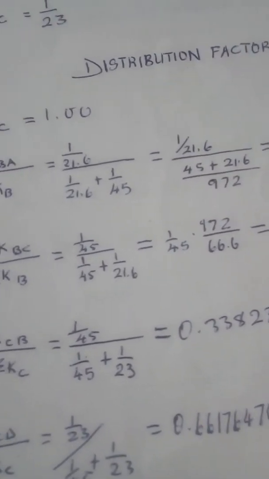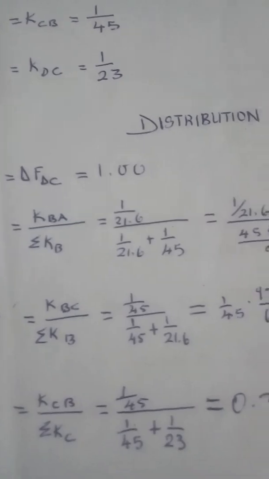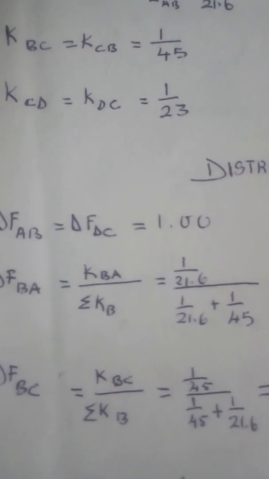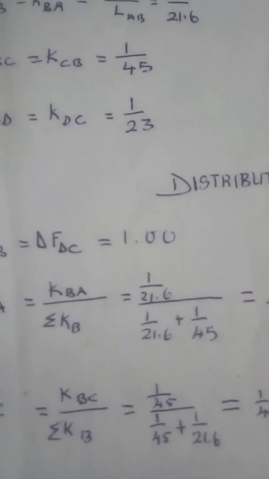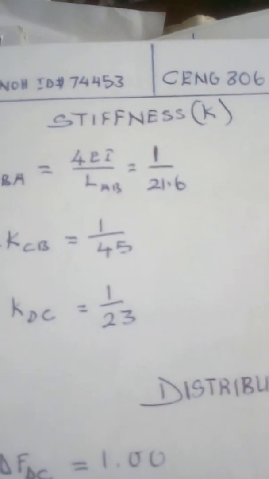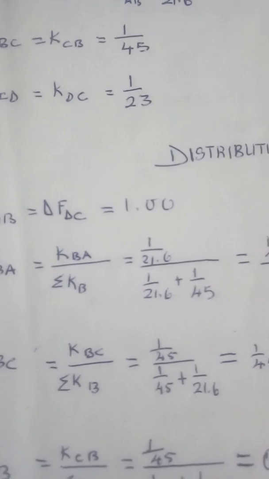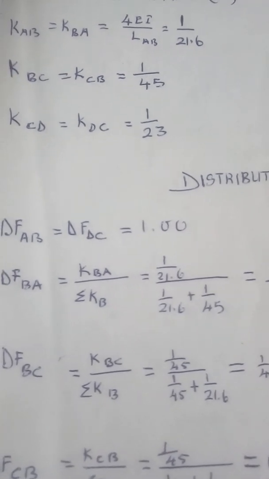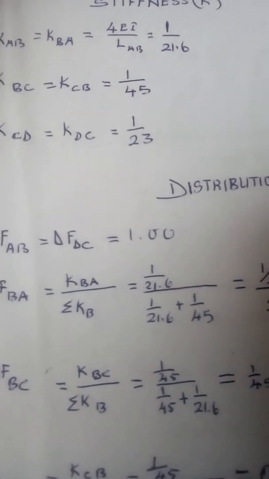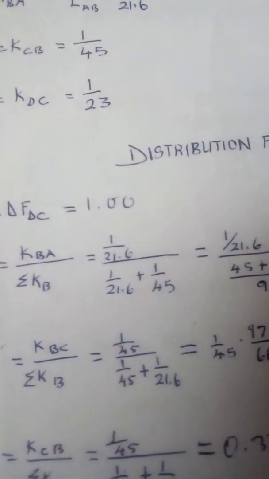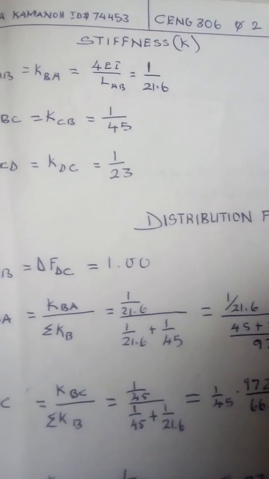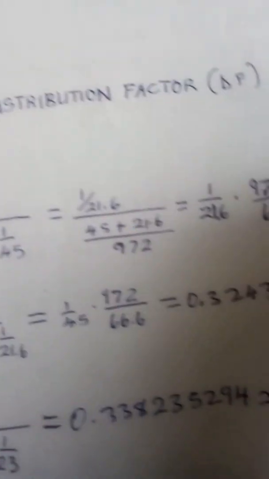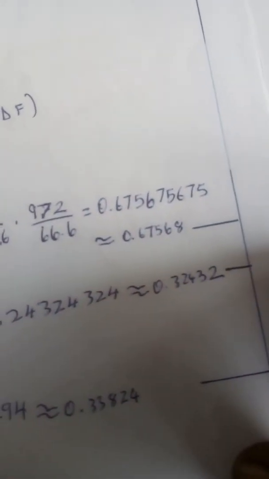Okay? So we'll look at the first one, which is DFBA. We know the stiffness for BA from the one at the top, 1 over 21.6, divided by the sum of all the stiffnesses meeting at B, which is the stiffness for BA and the stiffness for BC. The stiffness for BA is 1 over 21.6, and the stiffness for BC is 1 over 45. So when you do that small arithmetic, you get 0.675.